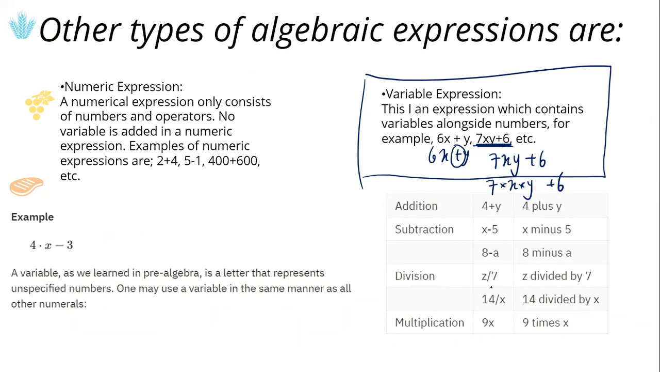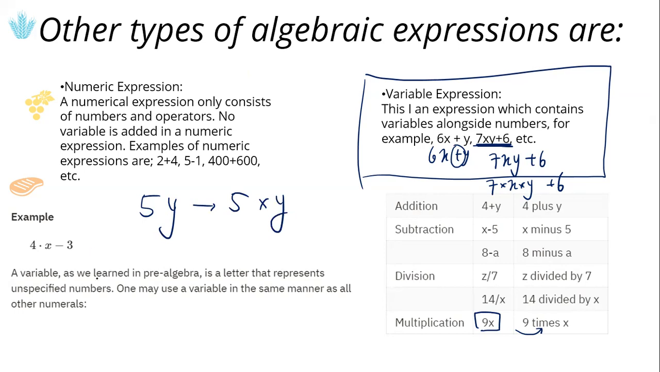So here are examples. 9x, see? 9 times x. 14 over x is 14 divided by x. Z over 7 is Z divided by 7. 8 minus a is 8 subtract a. x minus 5, 4 plus y. So if we don't have the sign, for example 5y, it means 5 times y.